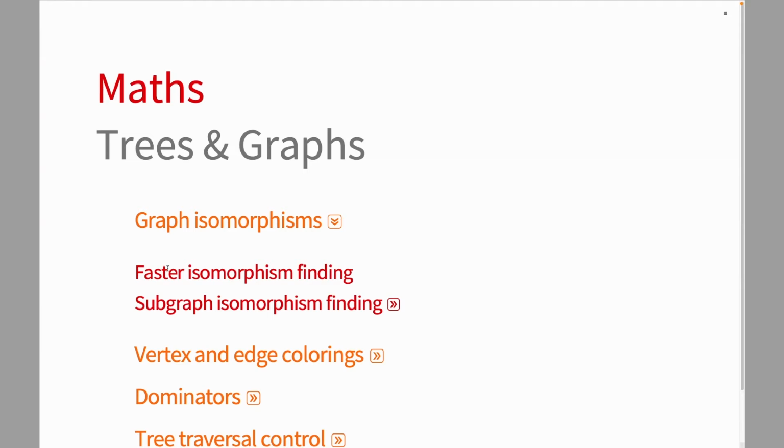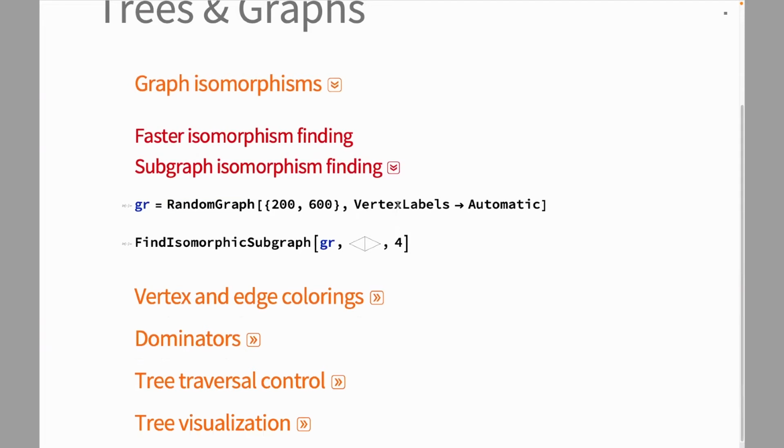Now, if you're not in the graph theory space, give me a moment to show you examples to make sense of these things. This has made possible now a really decent implementation of subgraph isomorphism finding. So what is that? I think of it as pattern matching for graphs.